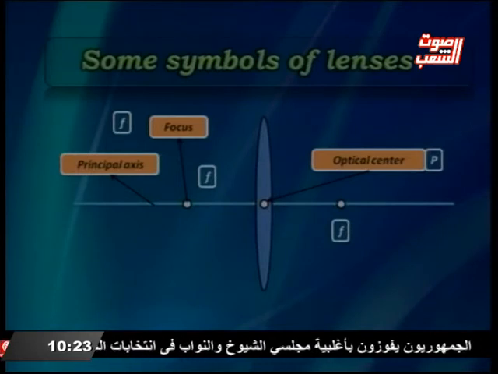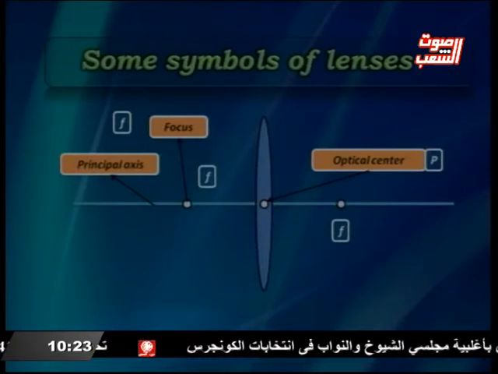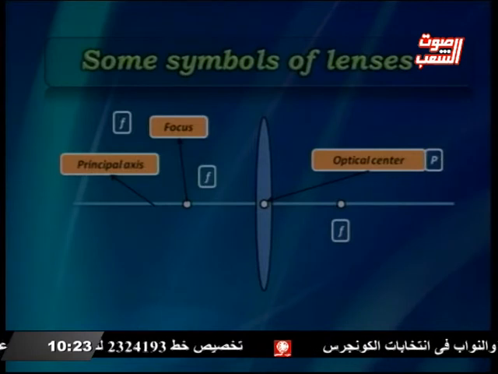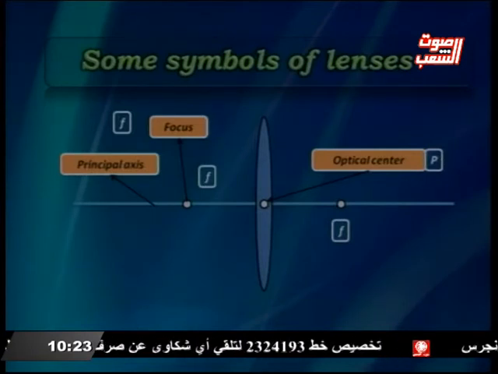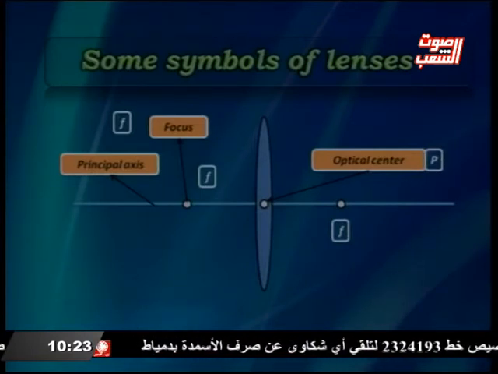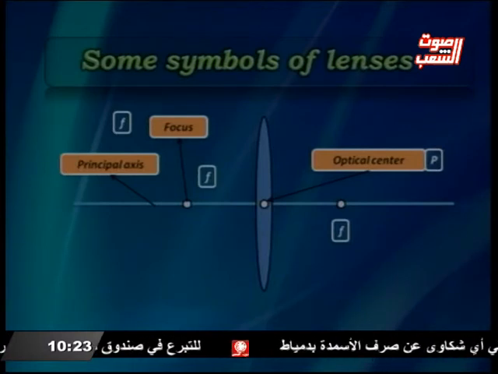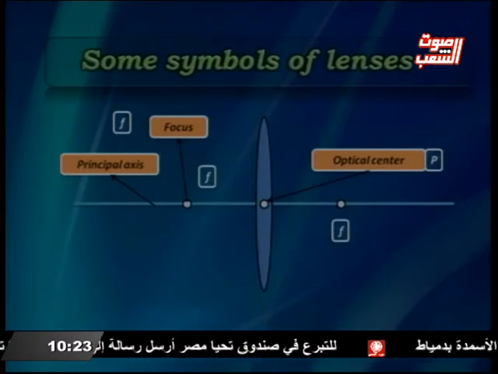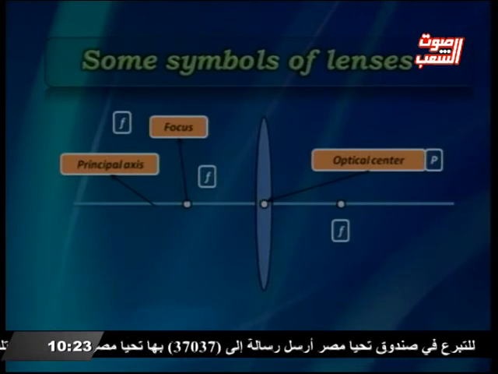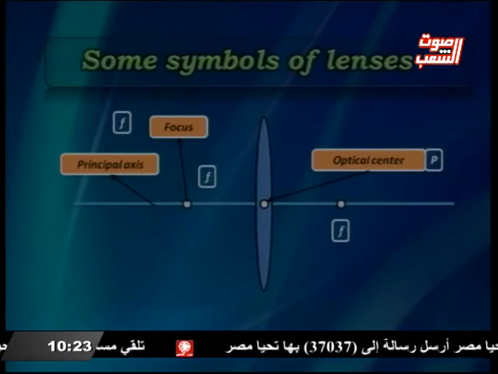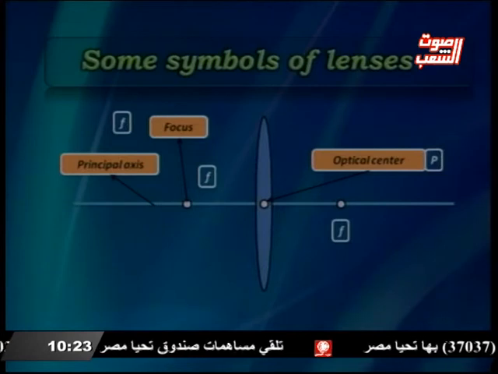In English, we have two foci. What is meant by two foci? Two focuses. That means the lens has two foci. Why? Because it has two surfaces. Two surfaces means one on the left side, and we have another one on the right side.